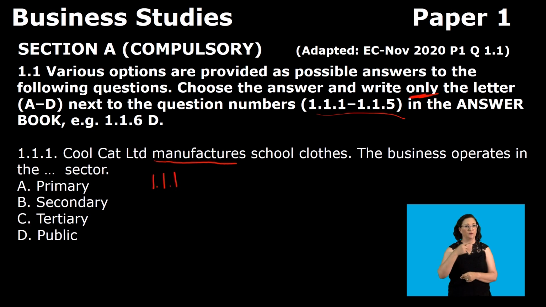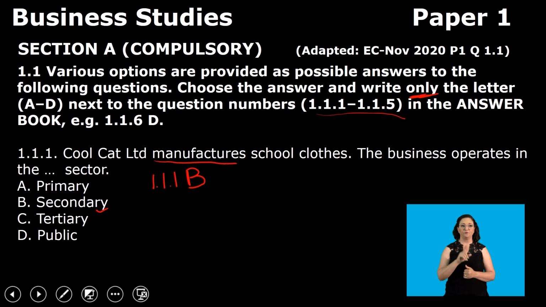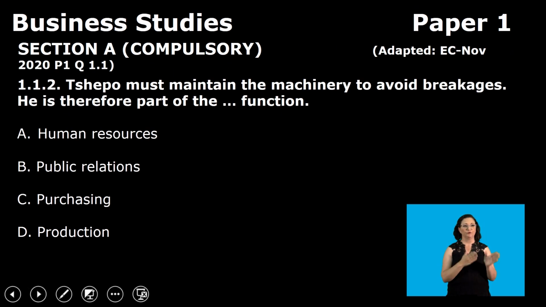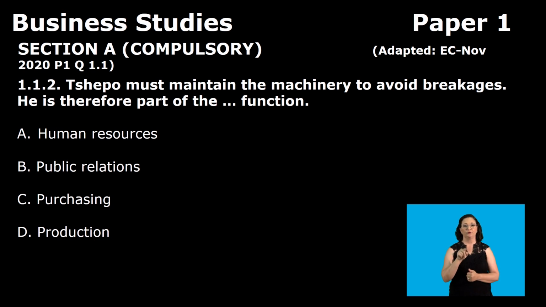The answer is what? Is secondary. The answer is secondary, so it's option what? It's B. So what does that mean? You come here, you write B. You don't write the word secondary, you just write the letter that is correct next to the question numbers. Then we are done with 1.1.1. We move on to 1.1.2.